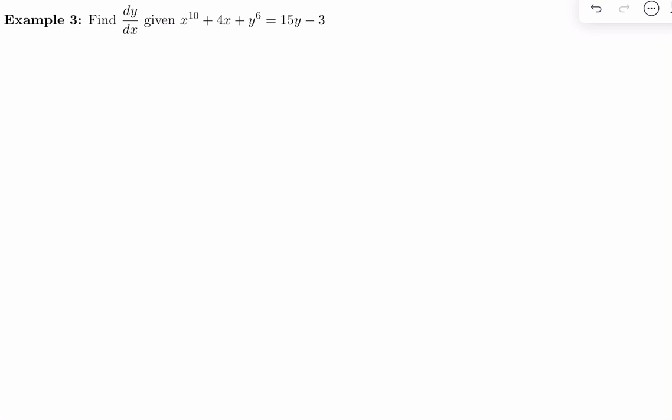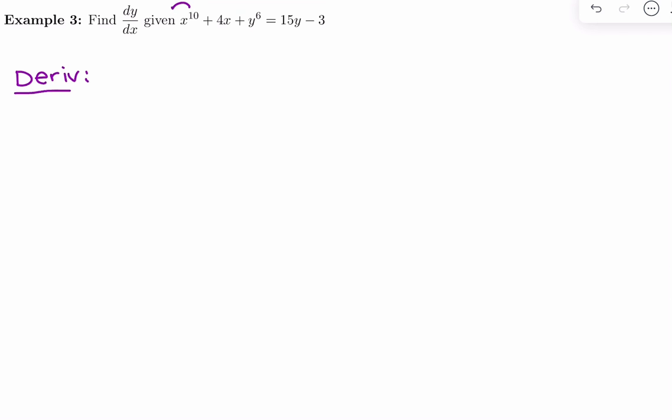Let's practice implicit differentiation. We're going to find dy/dx for the function x to the 10th plus 4x plus 6y to the 6th equals 15y minus 3. So our first step is to just take a regular derivative, which means for each x term, we're going to take derivatives normally as we would have all semester. And if we take the derivative of a y term, we just need to put a dy/dx next to it.